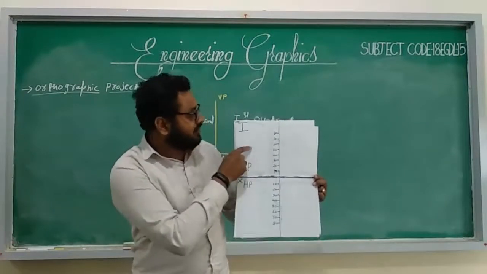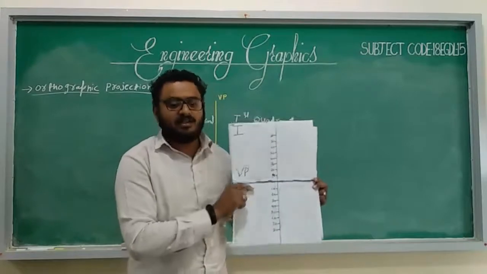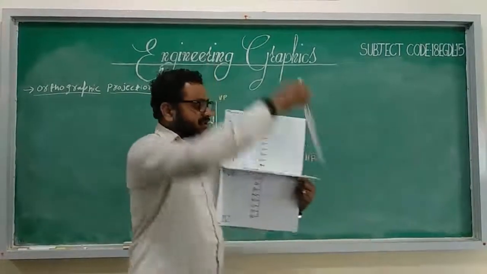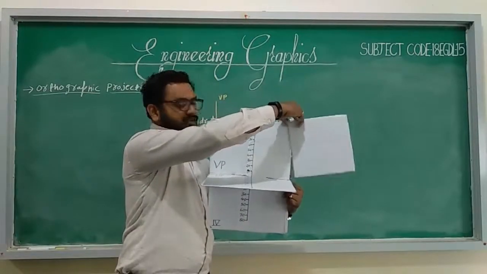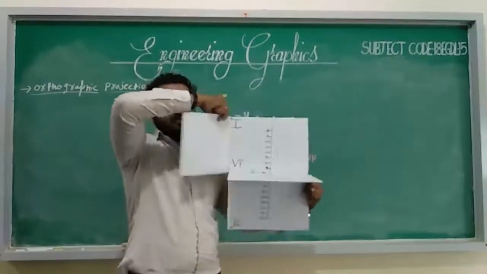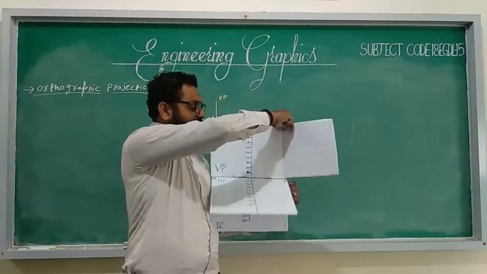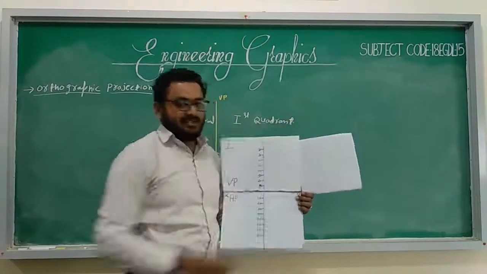The front view is on the vertical plane, the top view on the horizontal plane, and the side view. How will the side view be? We'll open it. See, the side view, we will open it on the respective side. Right side to right side, left side to left side, and then the horizontal plane should be rotated clockwise. Then see, the image comes like this.